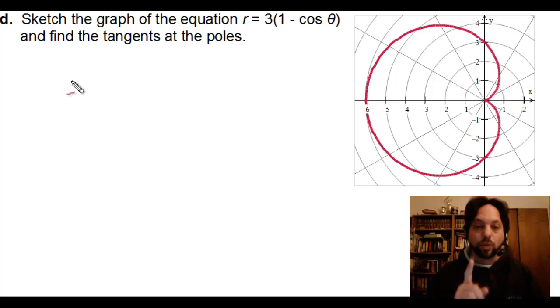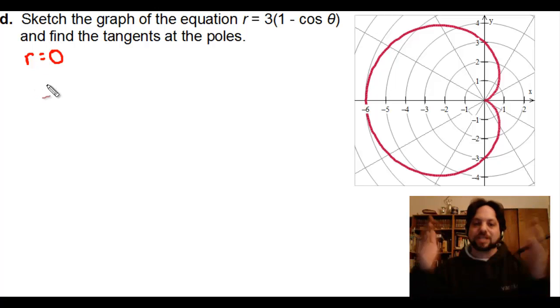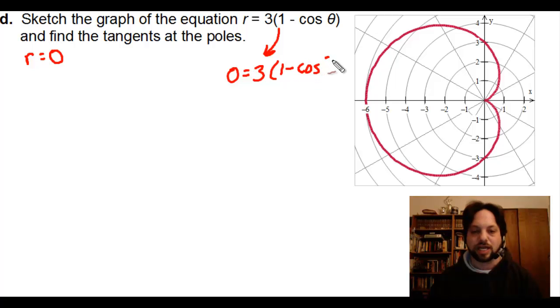Now, of course, the one thing we do know about the pole is that at the pole, r equals 0. If r were anything other than 0, then those points would exist some units away from the pole. Remember, that's what r represents, the distance from the pole. So if r equals 0, there we go. Here is the equation of the graph that you see here. This is called a cardioid, of course. And so if r equals 0, then what I'm going to end up with in this equation is 0 equals 3 times the quantity 1 minus cosine theta.